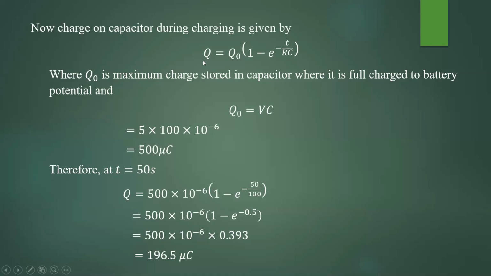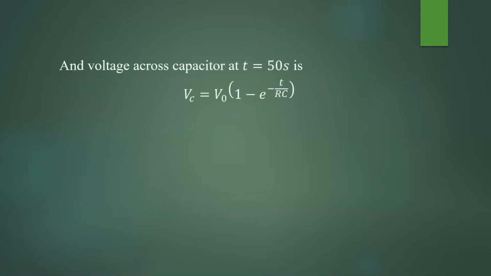Similarly, you find the voltage across the capacitor at t is equal to 50 seconds. What is the formula? So this is the formula. Is it right? Voltage across the capacitor is equal to V naught into 1 minus e to the power minus t by RC, where V naught is the maximum voltage of the battery. So Vc is the voltage across the capacitor at t is equal to 50 seconds.